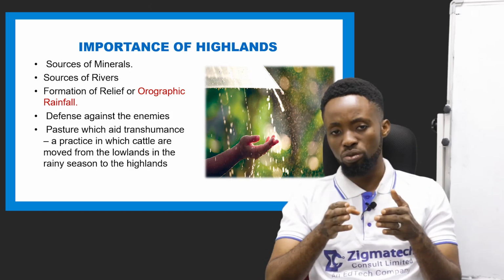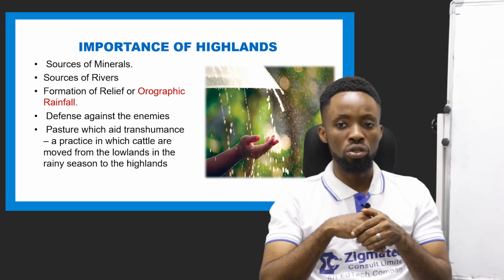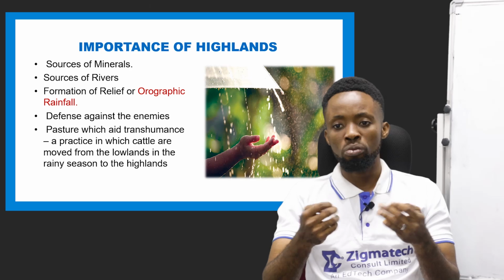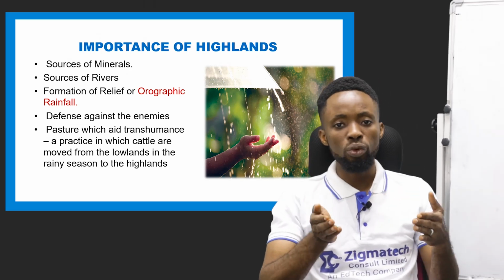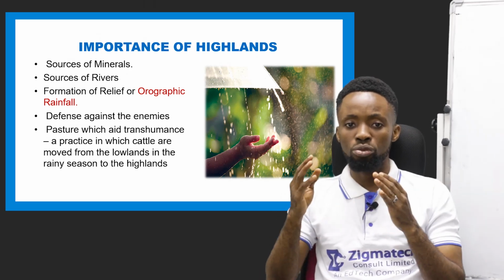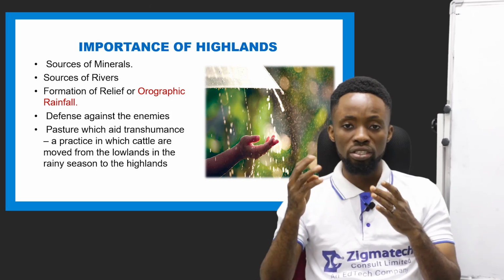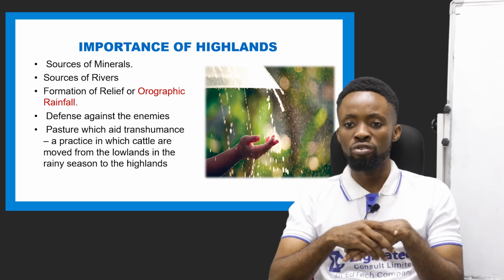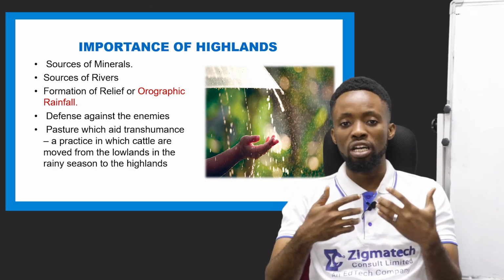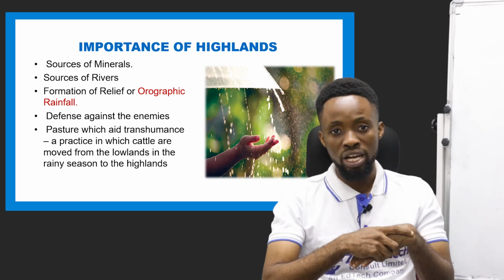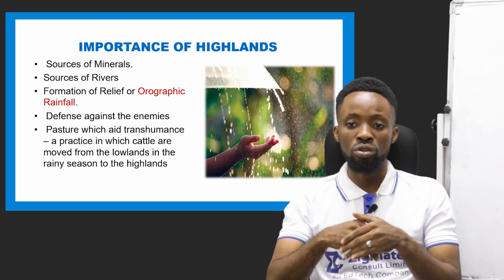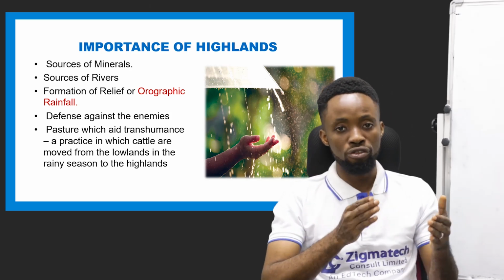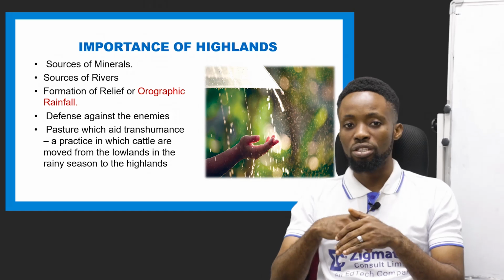And the next one, which is pasture, gotten from highland areas, can help nomads when they practice transhumance. So when they move their cattle from the highlands to the lowland, and from the lowlands to the highlands, these highland areas can actually provide pasture, which can help in the growth and development of their cattle or their livestock. So it's a very good source of pasture for cattle rearers.